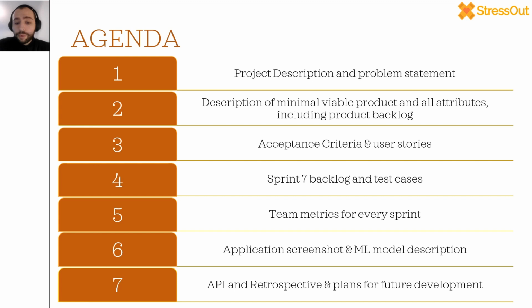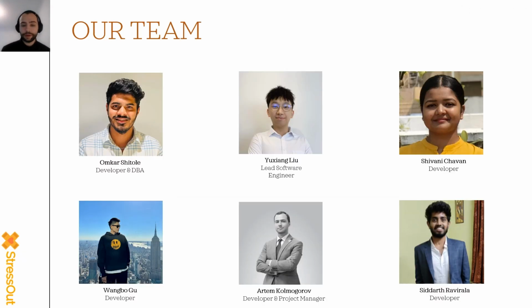We will describe what happened in Sprint 7. We're going to have test cases linked to that. We'll have team metrics for every sprint, application screenshots, our machine learning model description, API, retrospectives, and plans for future development.